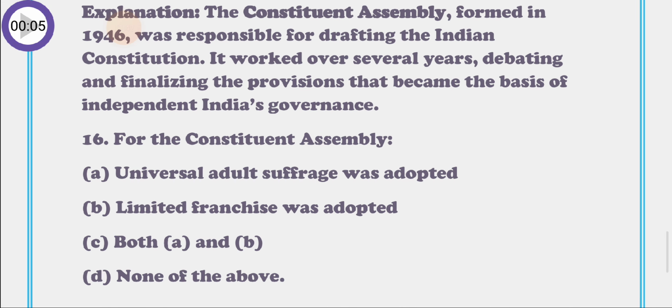Question number 16. For the Constituent Assembly, A. Universal adult suffrage was adopted. B. Limited franchise was adopted. C. Both A and B. D. None of the above.